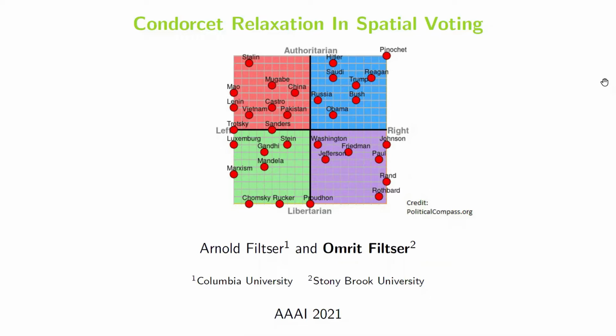What you see here is a simplified representation of the economic and political views of some well-known people and also some countries. This is represented simply as a set of points in two-dimensional Euclidean space. Naturally, if two points here are close to each other, it means that they represent similar political views.